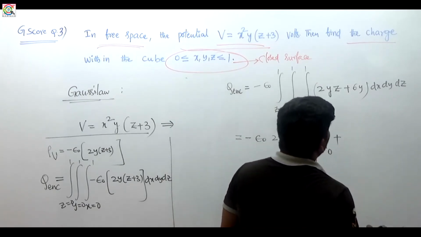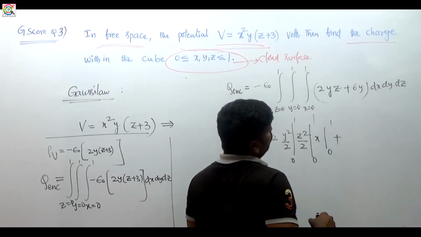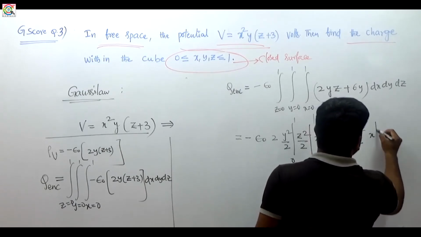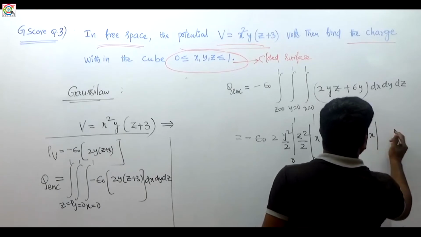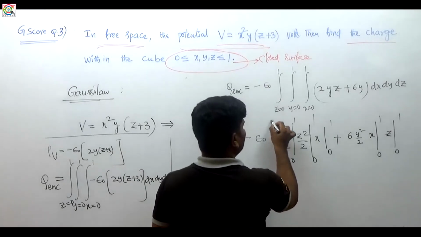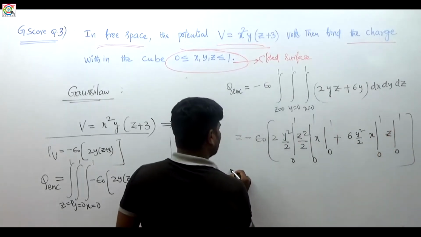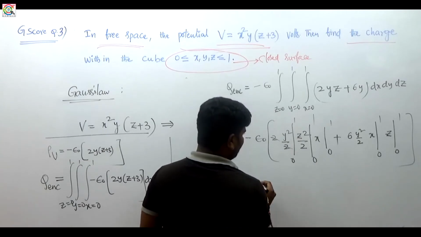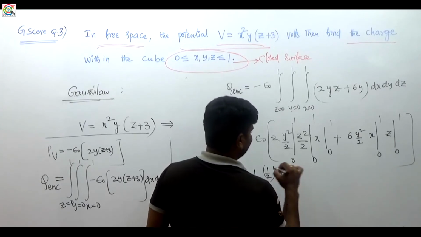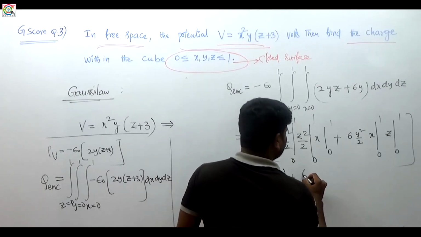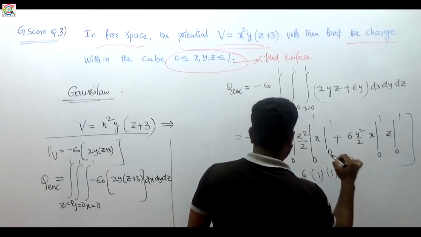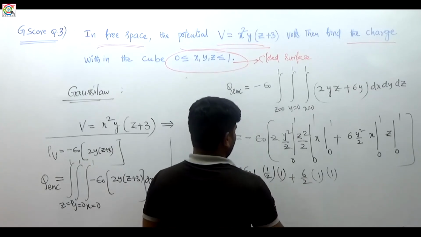Plus 6y, plus 6y means it is 2y square by 2, okay, and x and y, z, okay. Just simplify this, 0 to 1 and 0 to 1, right? So this is into epsilon minus epsilon naught. So if you cancel this one, how much you will get? It is 1 into 1 by 2, okay, into 1 to 1, plus 6 by 2 to 1 to 1, okay. It is minus epsilon naught, right?